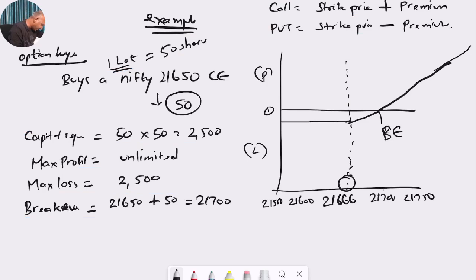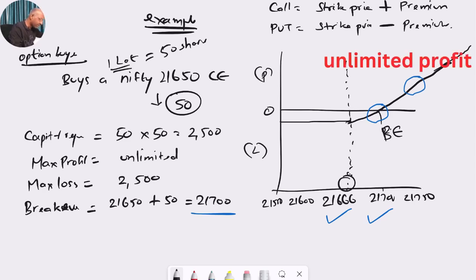Right. So today the market closed at 21,666 and the break even point is 21,700. Let's say from tomorrow the Nifty starts to move higher, the premium will also generate immediate profit. Let's say on the day of expiry, if Nifty closes exactly at 21,700, then this position will not generate a profit or a loss. If it closes above 21,700, that will generate unlimited profit. But if it closes below 21,700, that will generate a minimum loss, right? So the break even is very, very important.